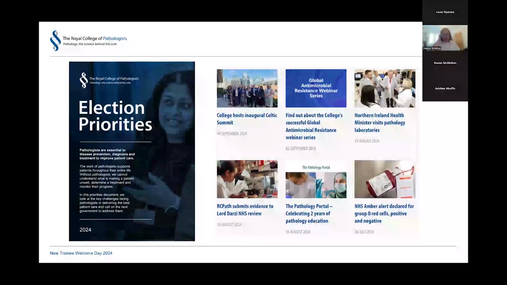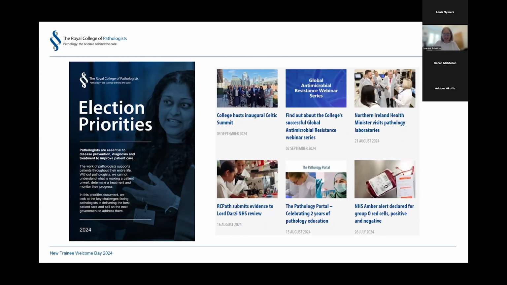And these are just some examples of some of the things we've done most recently. So prior to the general election, we released our election priorities. And actually, the doctor you can see on the front of this is Natasha Ratnaraja, who's the chair of the Microbiology and Virology SAC, just by chance.